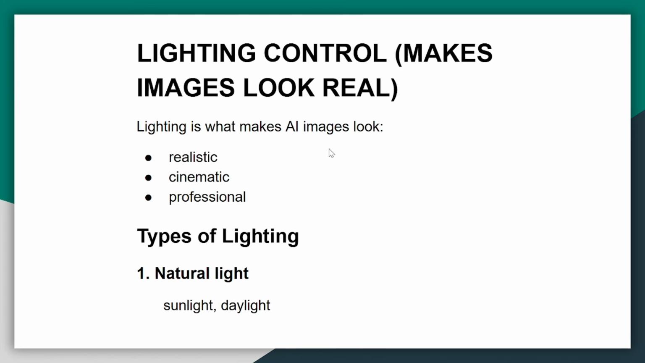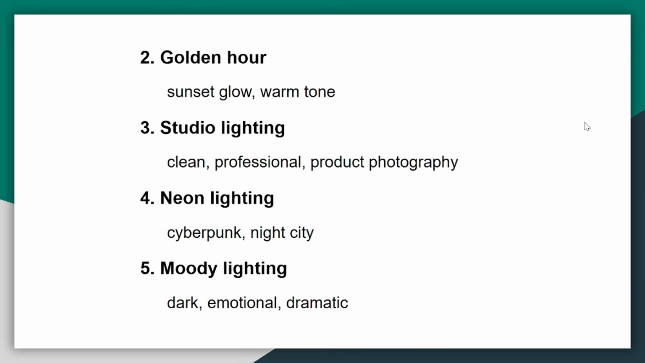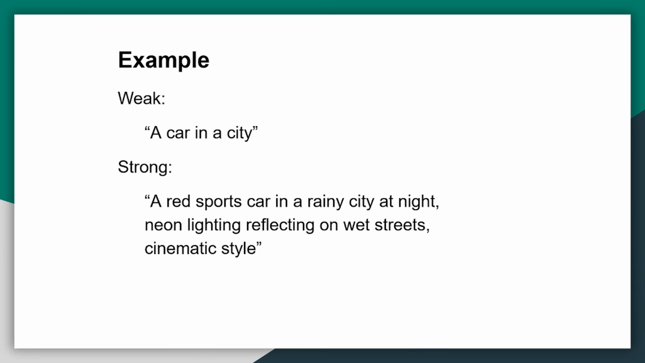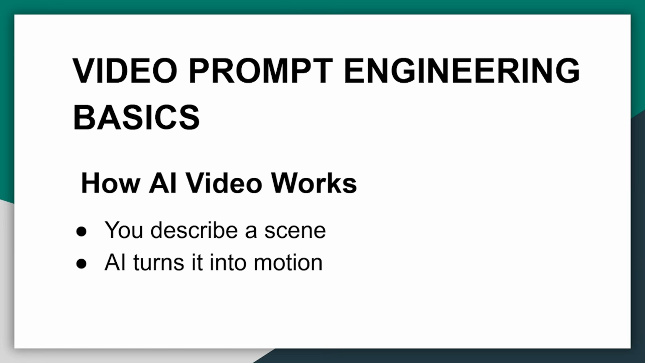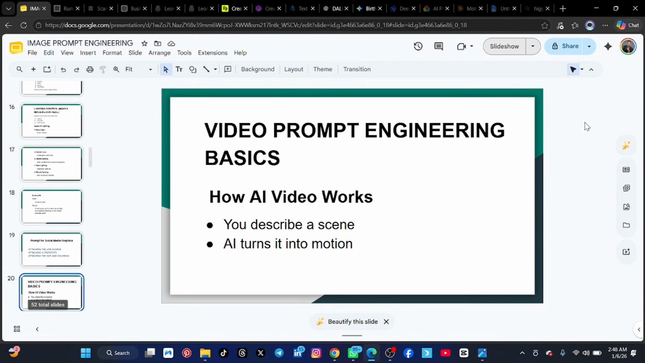So lighting control makes images look real. Please, you have to take note of that. So types of lighting, we have natural light. Please, all these ones are not actually very important. All the things I've been teaching you are what is important. All right, so example, a red sports car in a rainy city, neon light streets. We have talked about this. Prompt for social media, you can also do this. I think we are almost done. We are done for that.